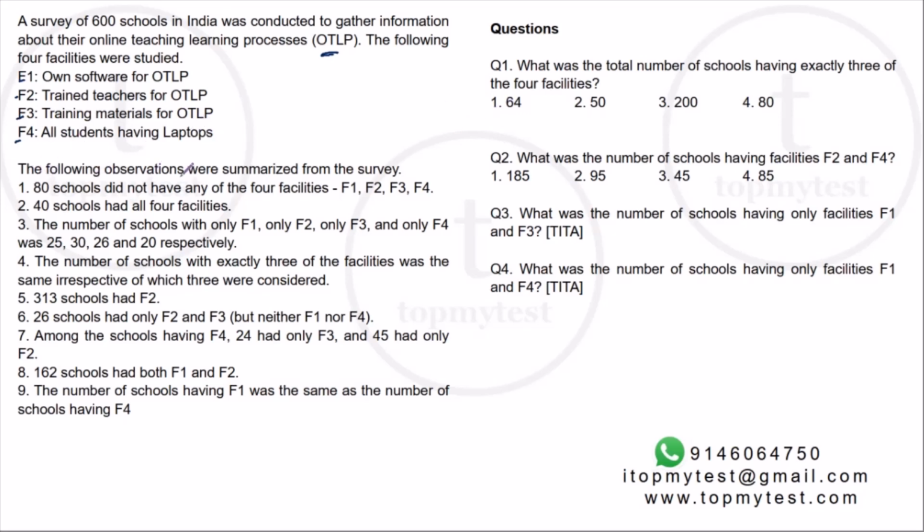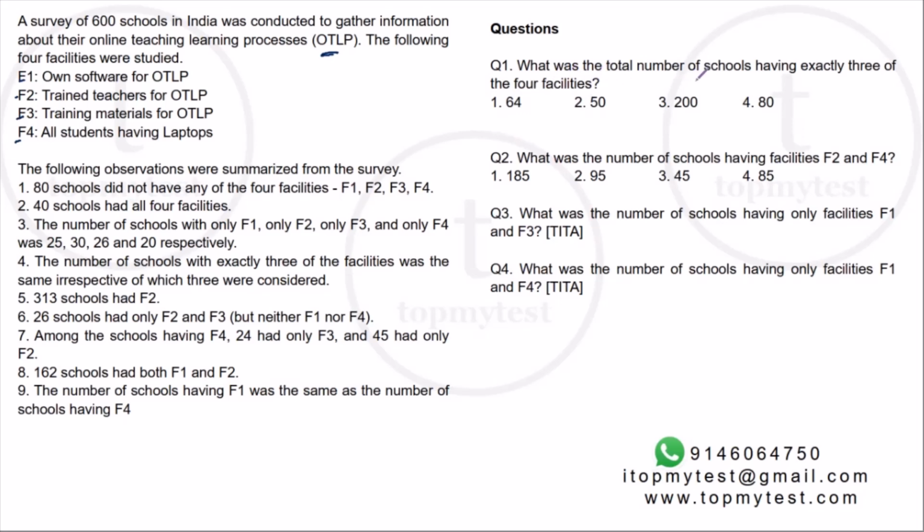And the following observations were summarized from the survey. 80 did not have any of the 4 facilities. 40 had all the 4 facilities. Once you read the first 2 statements, you are pretty clear that this is a 4 variable Venn diagram, right? And then when you look at the questions, they will also confirm the part.